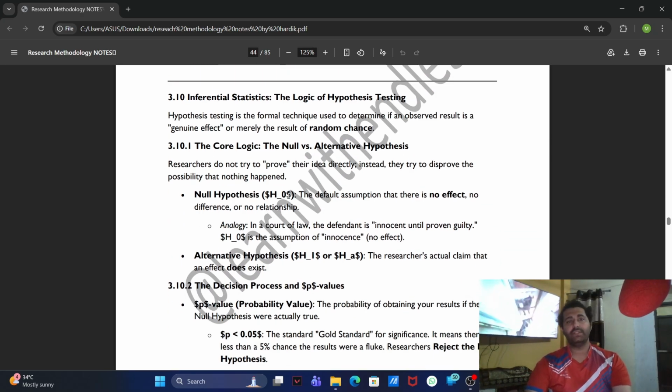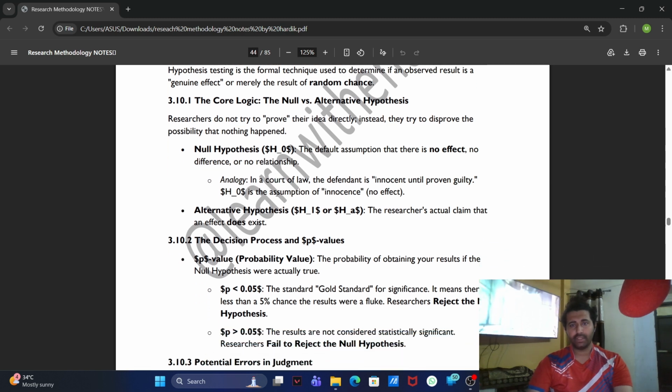Next topic, inferential statistics: the logic of hypothesis testing. Hypothesis testing is a formal technique used to determine if an observed result is a genuine effect or merely the result of random chance. The logic: the null versus alternative hypothesis. Researchers do not try to prove their idea directly. Instead, they try to disprove the possibility that nothing happens. The null hypothesis is the default assumption that there is no effect, no difference.